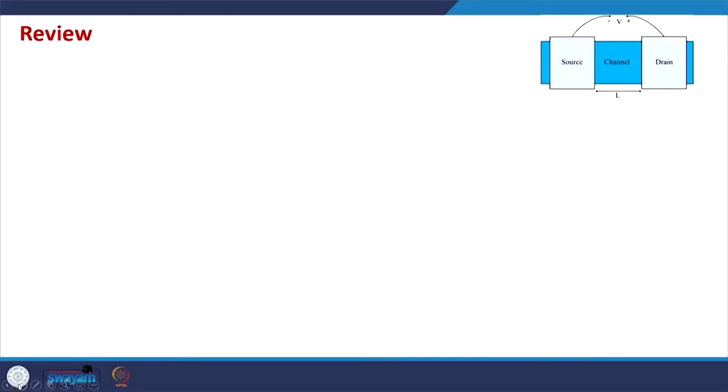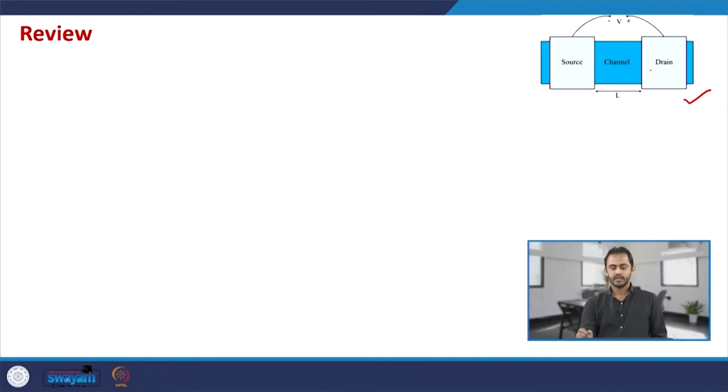Hello everyone. Today we'll see how electrons behave in actual solids. Just to review what we have discussed so far. In the beginning I told you that the most important part of a field effect transistor is its channel, and the channel can be understood as a two terminal device where we have a source and a drain. On application of a positive voltage on the drain terminal, electrons flow from source to drain.